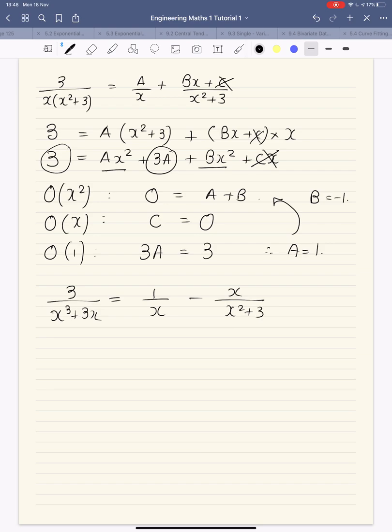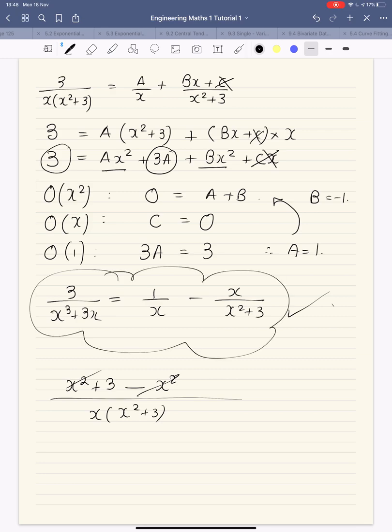And I'm just going to check this, because I just want to make sure this is right. I'm going to form a common denominator. The 1 over x, common denominator is x times x squared plus 3. So this has been multiplied by x squared plus 3. So it's x squared plus 3 minus, yeah? And then this other denominator here has been multiplied by x. So I've got to multiply the numerator by x. It's minus x squared. They cancel. Take the x. And that's the answer there.